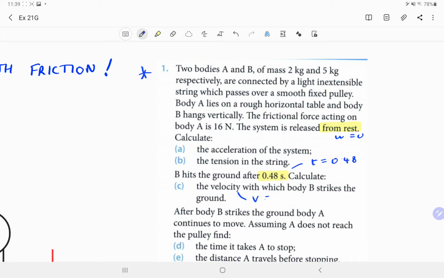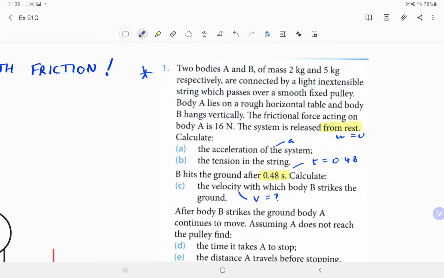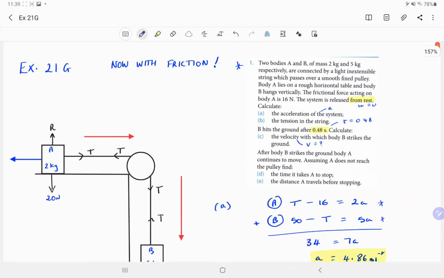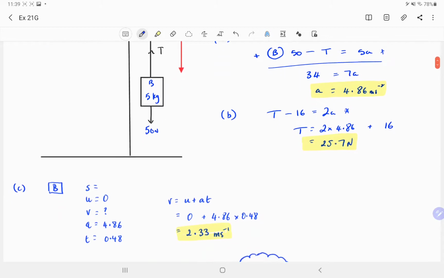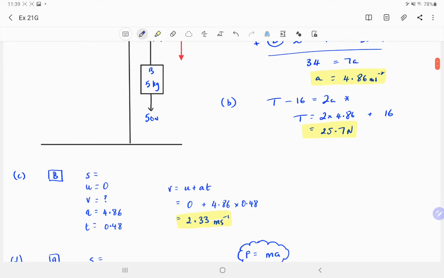Now what else do we have? We have worked out A. So we're going to do that with all that information. So for body B, here we go. Starts at rest.